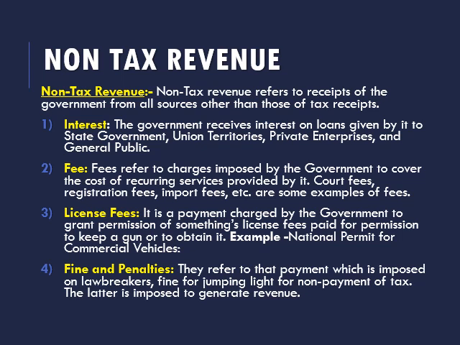Then fees. A fee refers to the charge imposed by the government to cover the cost of recurring services provided by it: court fees, registration fees, import fees, license fees. A driving license, or an arms and ammunition license, has license fees. They are supposed to pay a certain amount to the government as a fee. When you go for a passport, you are paying a certain amount of fees, so that will be income.